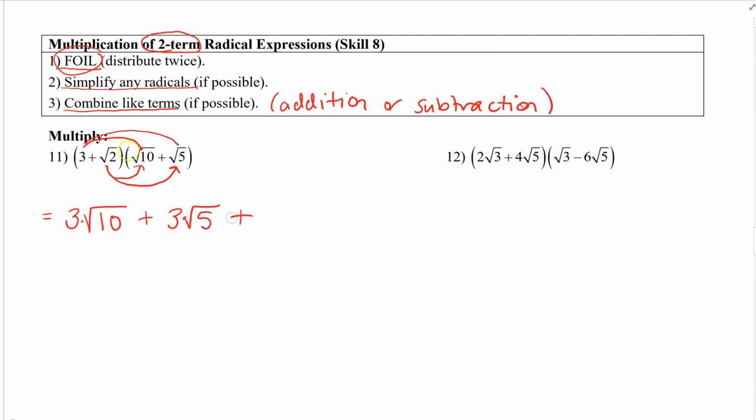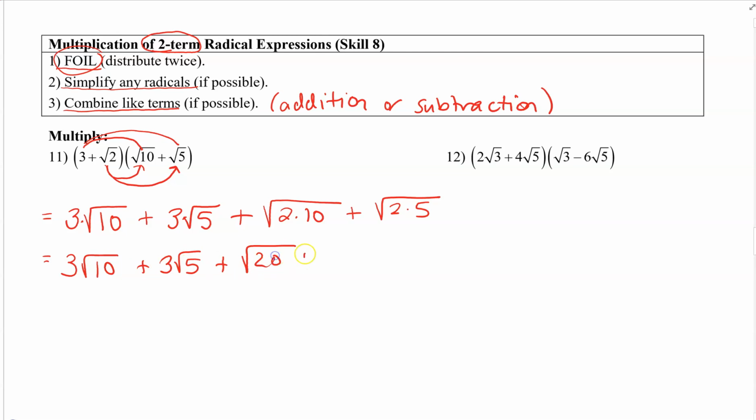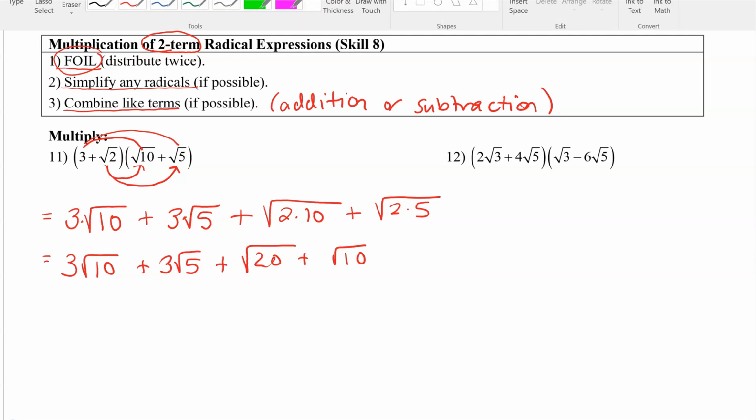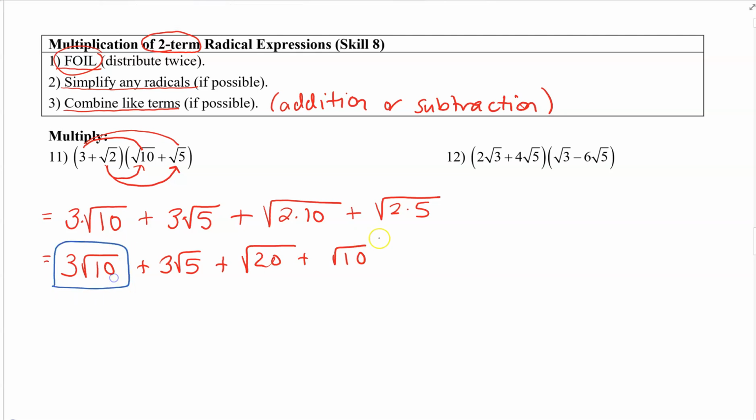Okay. But when I do the square root of 2 times the square root of 10, that I can combine all under the same radical. Same thing when I do the square root of 2 times the square root of 5. So I've got 3 rad 10 plus 3 rad 5 plus the square root of 20 plus the square root of 10. So I can see already some like terms emerging, right? The 3 square root 10 plus 1 square root 10. I can combine those together to get 4 square root 10 because this is technically a 1 in front and I add 3 with 1.